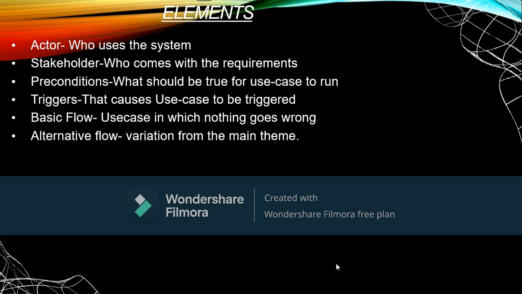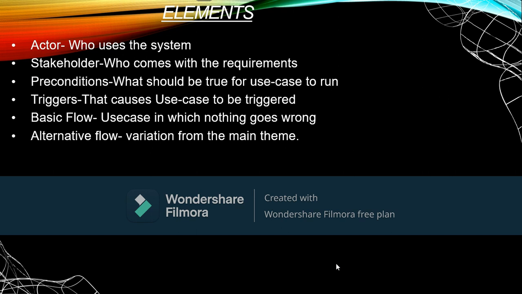Preconditions are what should be done so that the use case can run. It's the condition that is mandatory before you can actually test whether a use case is working or not. Then we have the triggers. They cause the use case to be triggered. So there is always an ignition point based on which something happens in the software. For example, if you are entering google.com, that's a trigger. Then only the Google page will appear, because there is a trigger point: you have entered it and clicked on enter. That's a trigger for google.com to open, or for any application to open.